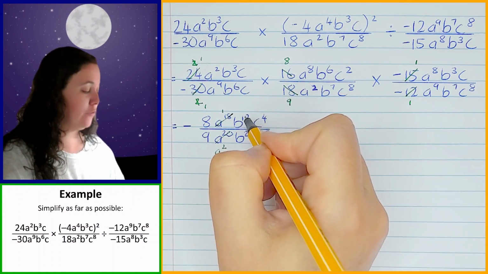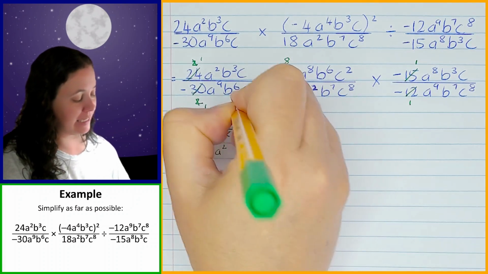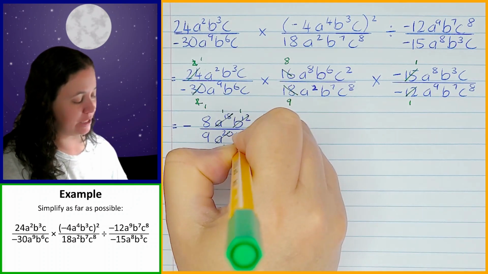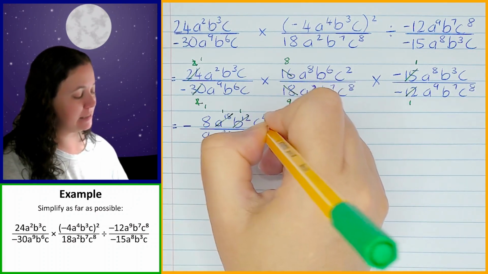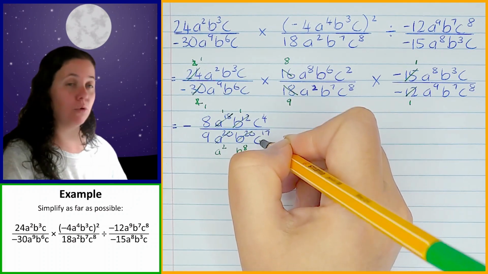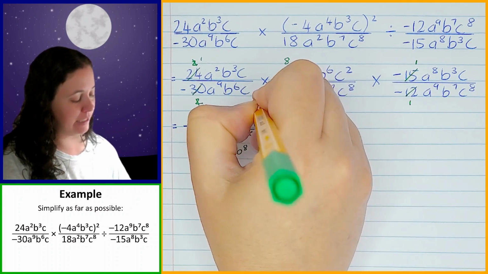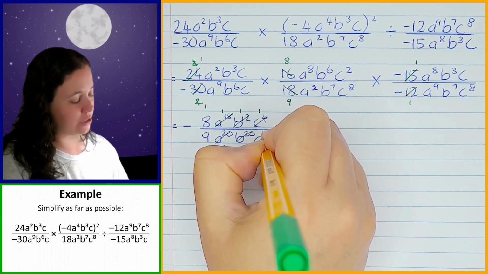B to the power of 12 over b to the power of 20. Again, the higher exponent is in the denominator. So this is going to cancel out completely. And this is going to give me b to the power of 20 minus 12, which is 8. And then my c's, c to the power of 4 over c to the power of 17. Again, the same thing. There's more in the denominator. So this is going to cancel out completely, giving me 1. And this gives me c to the power of 17 minus 4, which is 13.